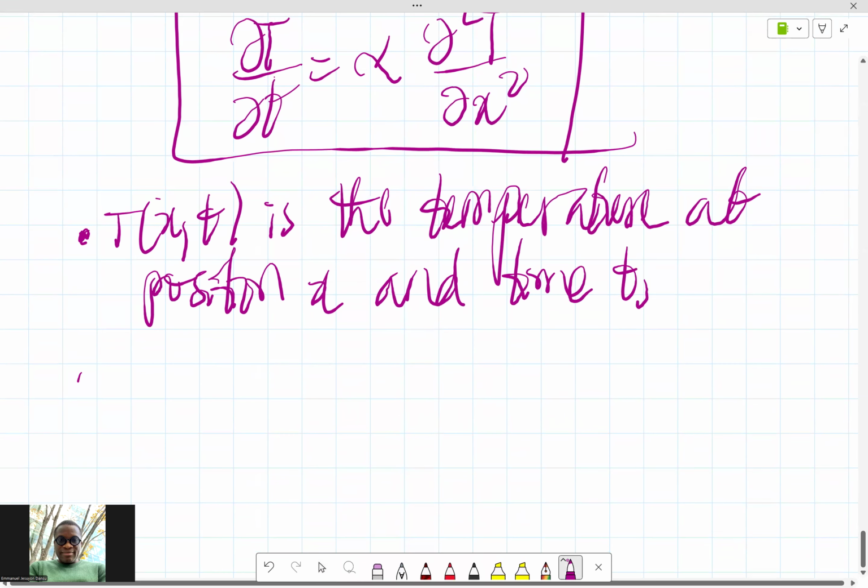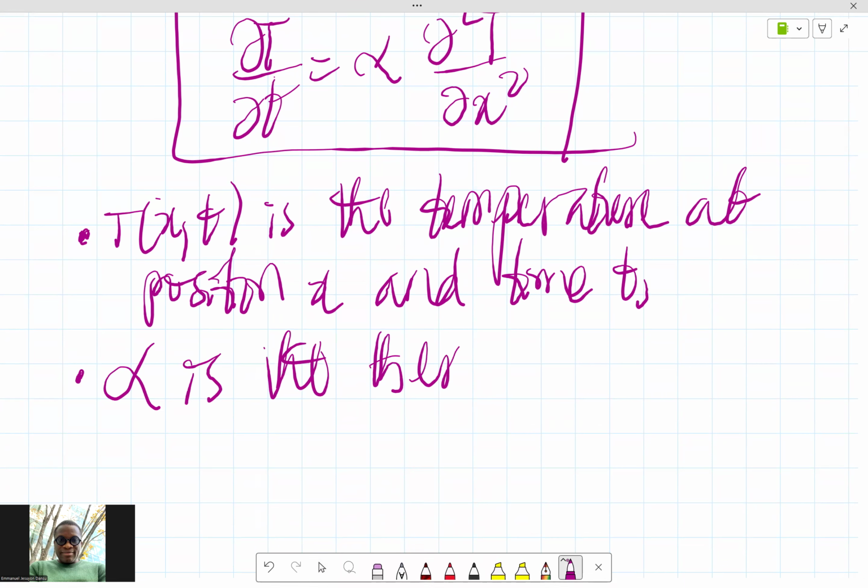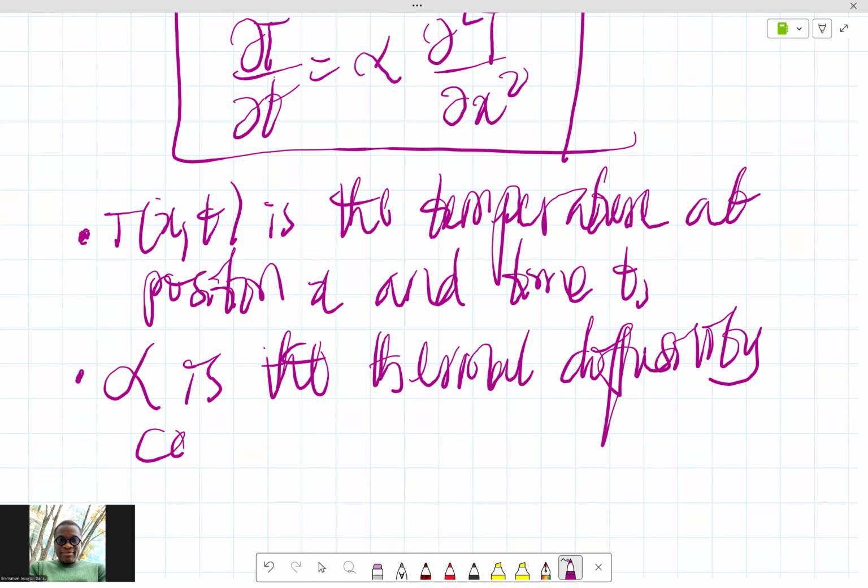And then we have alpha. Alpha is the thermal diffusivity constant. Oh, actually, this is a second order ODE, right? But under specific boundary conditions, it can be simplified. Okay, good. I think that's the essence of this.